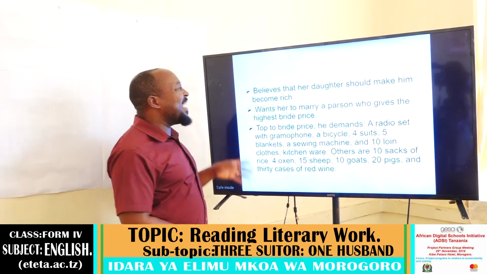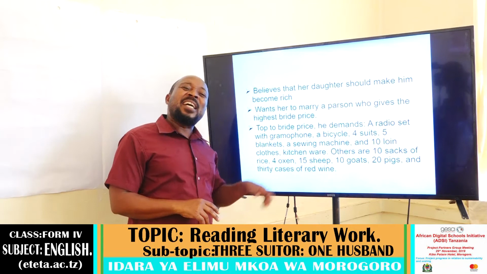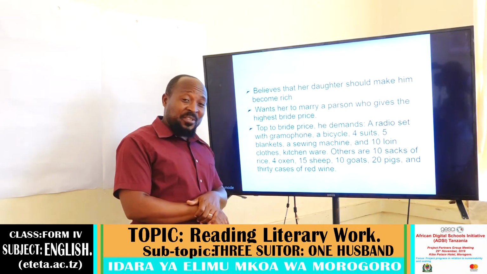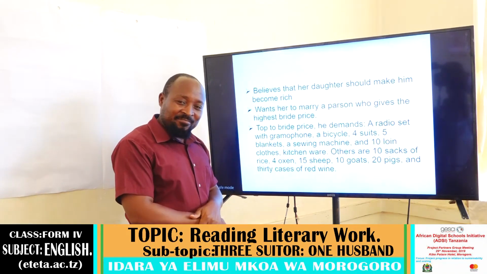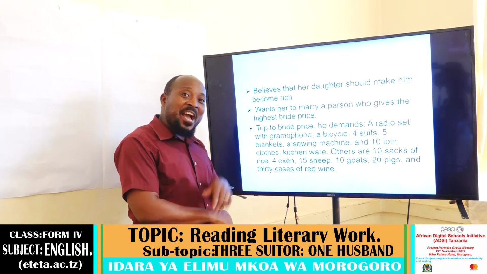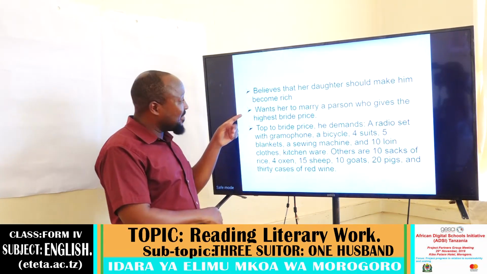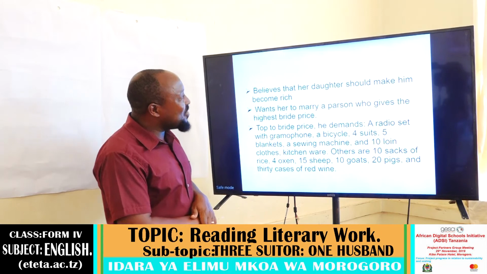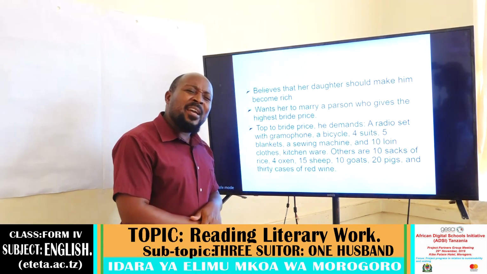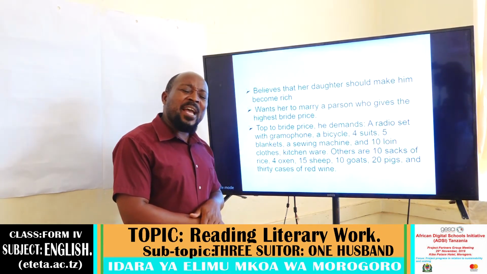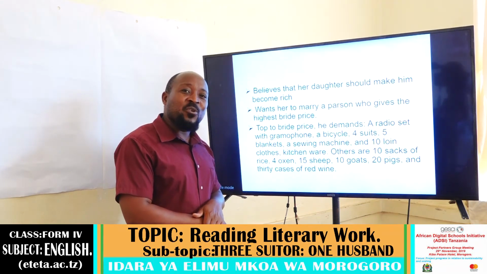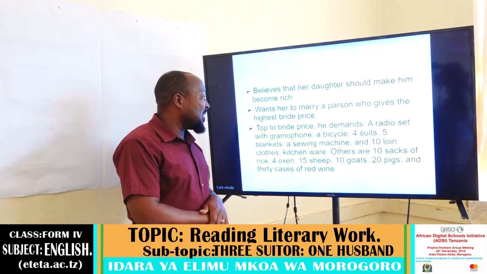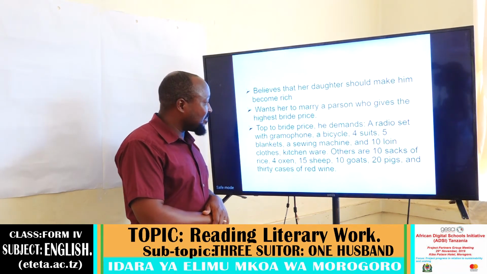Now, this Atangana believes that his daughter will make him rich by marrying a rich man, by marrying Mbia. That's what he believes. And so he believes that by marrying a person with a low bride price like D, the family will continue to be poor. And that's very bad to him.